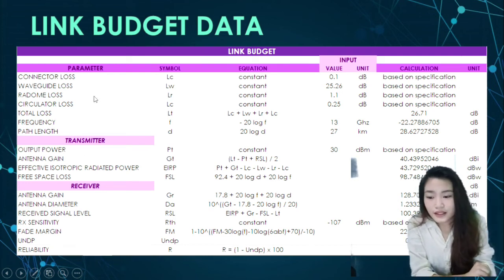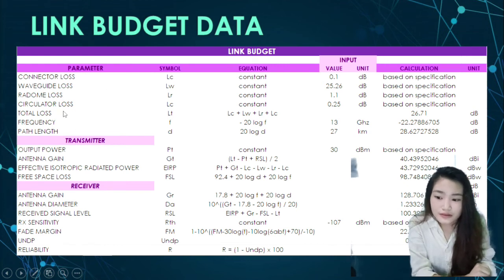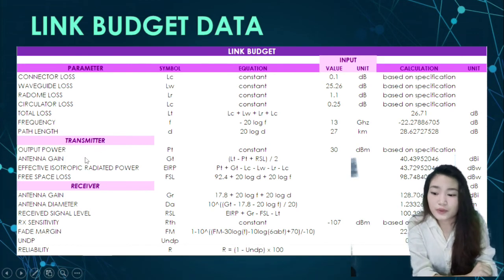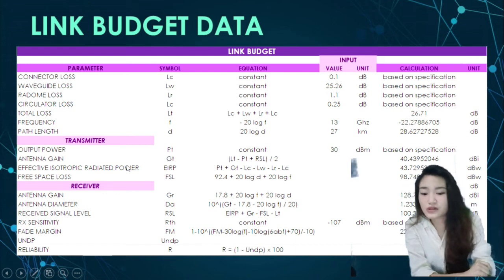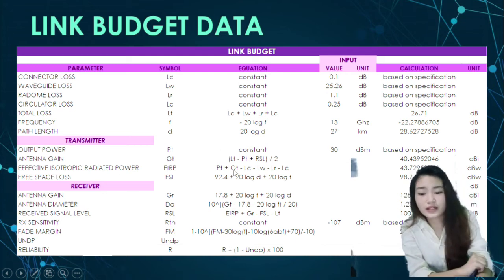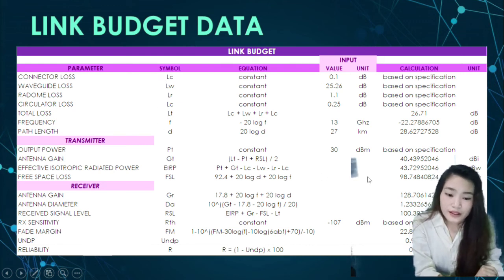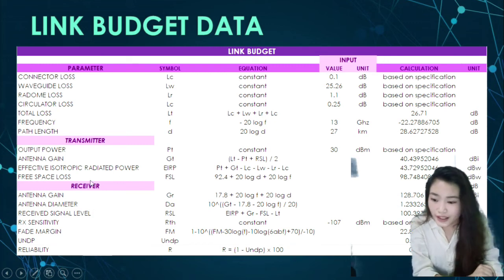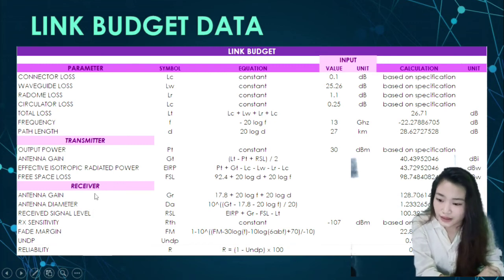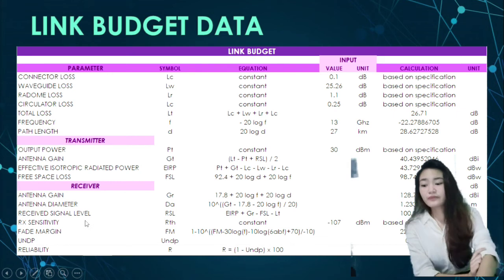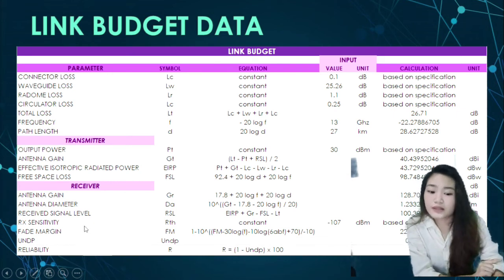These are the parameters that we used. In the transmitter, we got the output power, antenna gain, effective isotropic radiated power, and free space loss. Here are the equations again. By the way, these are their symbols. And in the receiver, we got the antenna gain, the new antenna gain, antenna diameter, received signal level, receiver sensitivity, fade margin, UNDP, and the reliability.